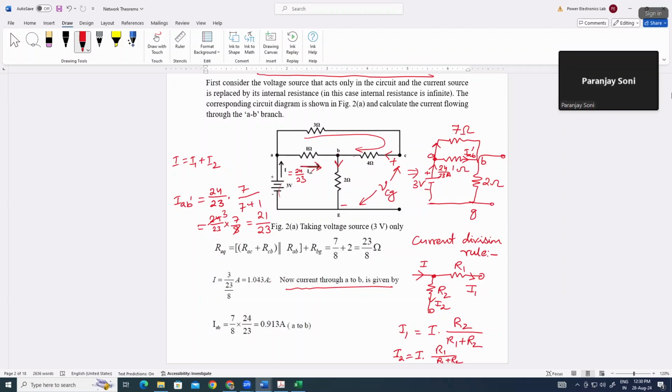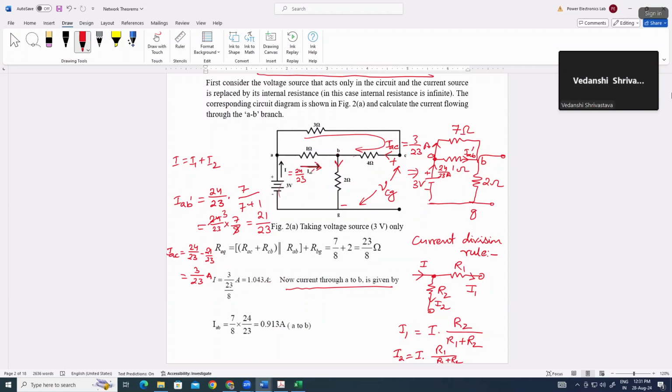यहाँ पे KCL apply करेंगे तो I is equal to this current IAB dash plus इसको IAC लिख देते हैं, IAC. So IAC is equal to I minus IAB dash, meaning this IAC will be equal to 24 by 23 minus 21 by 23. That will be 3 by 23 ampere. सो यहाँ पे 3 by 23 ampere आएगा. इसमें current कितना आएगा 2 ohm में?